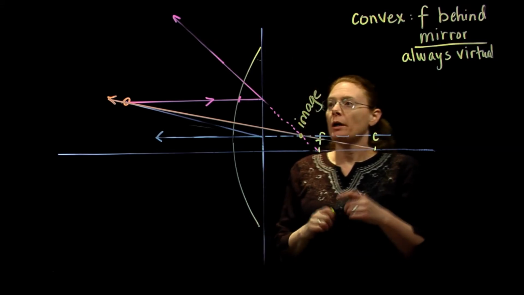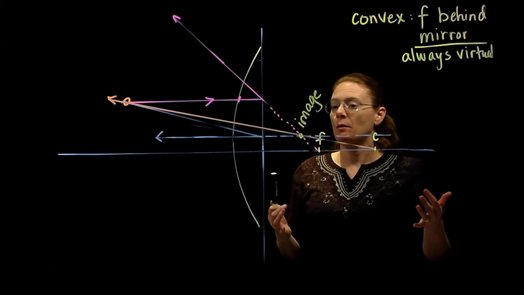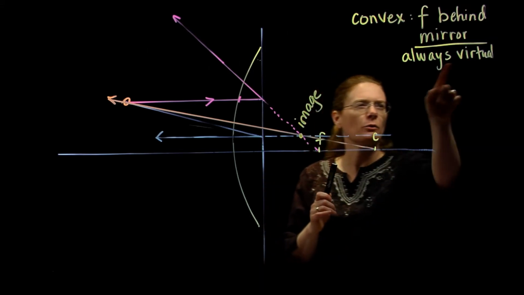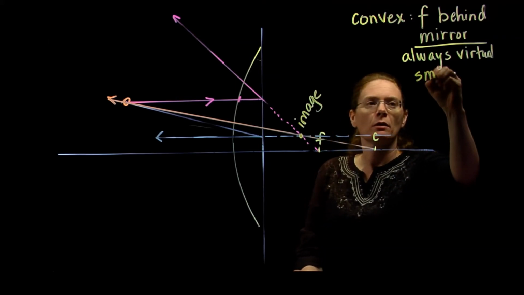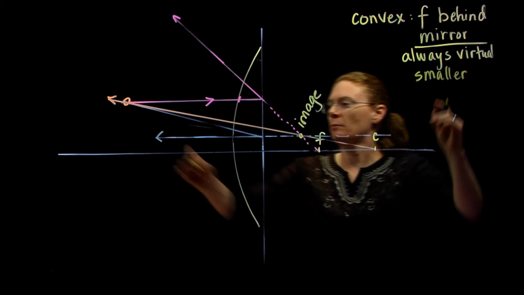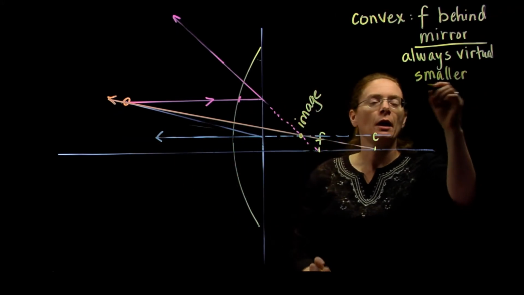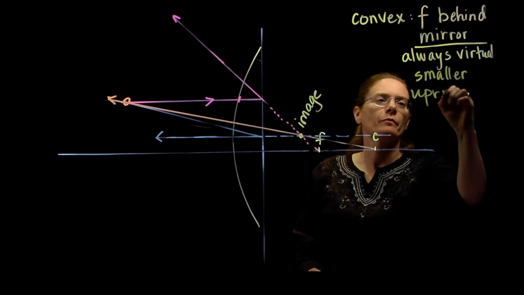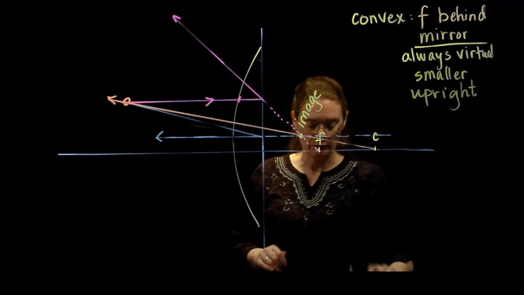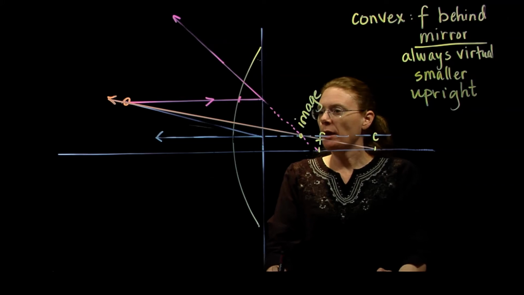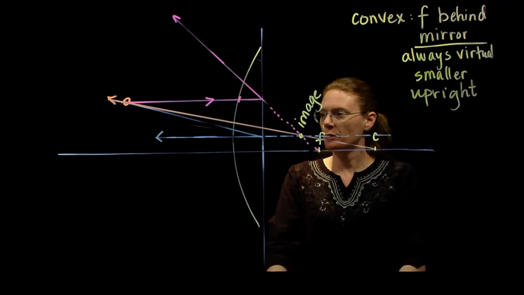We can do our usual measurements. So let's just say, okay, it's always virtual. In this case, it's smaller than the original object, so it's got a lot shorter, and it's upright. So that'll help us figure out if we get our magnification right. We can make our measurements, so let's do those measurements.